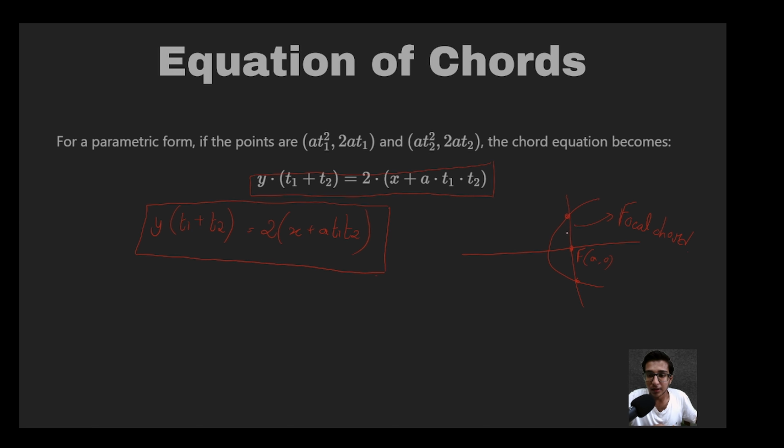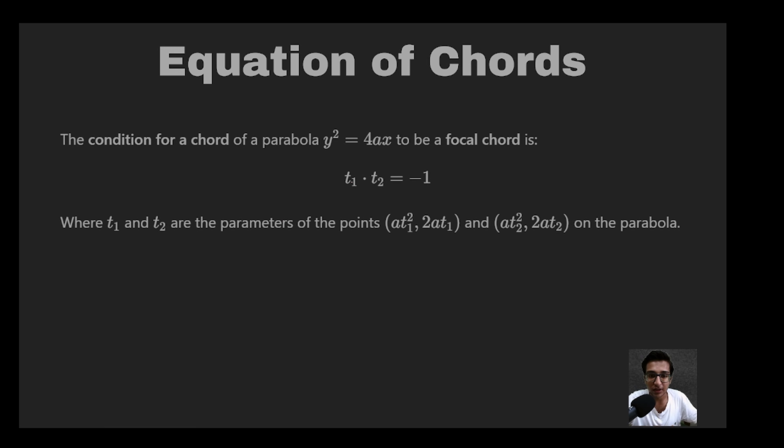Now, if I say that this line passes through the focus as well, that means the entire equation of our line would satisfy this point as well, a comma 0. If I put a comma 0 as x and y in this equation, it would satisfy. So after satisfying this, the extra thing that we get is t1 into t2 is equal to -1, only for a focal chord. So this is extra information that we found out about a focal chord. That is exactly what is mentioned here.